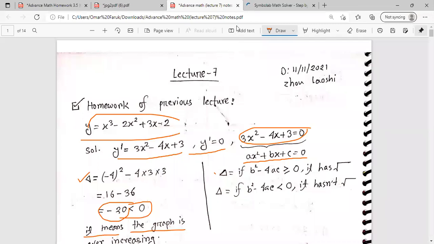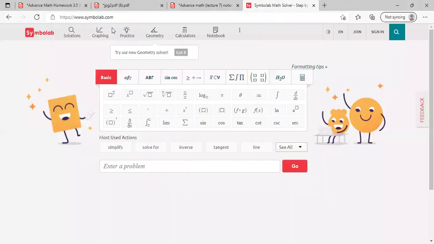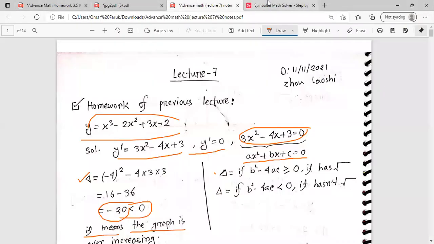X cube minus 2x squared plus 3x minus 2.